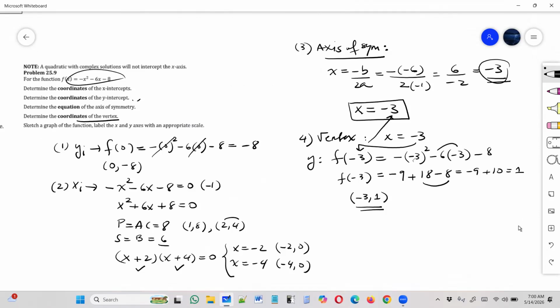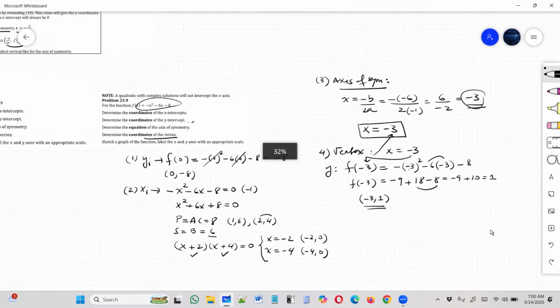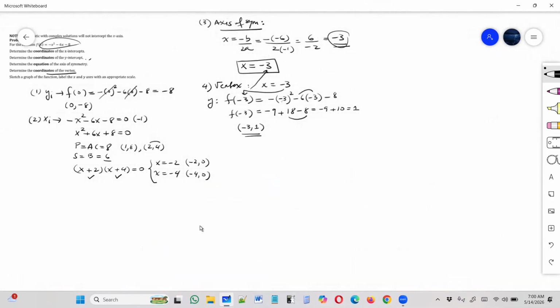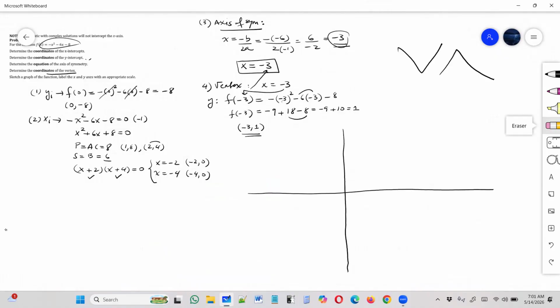Now, the last thing that we need to do is graph. So I'm going to make this a little bit smaller so that we can squeeze the graph in here. Now remember, you are to graph this. Do not do this or that. All right? That would be incorrect. You won't get credit for that. It has to be in a curve. Okay, in this case, down.